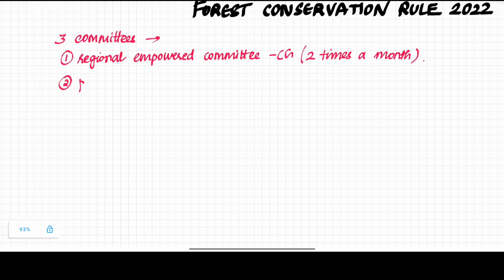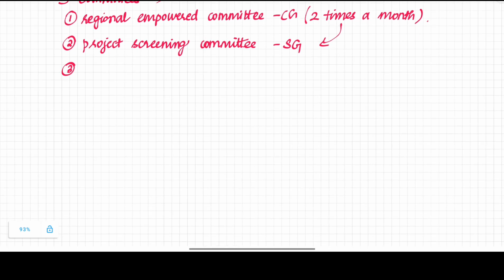And next we have the Project Screening Committee. This is by the state government and it also meets 2 times a month. The third one is an advisory committee of the central government, which has 6 members. The Regional Empowered Committee and the advisory committee are of the central government, and the state government or union territory has the project screening committee.